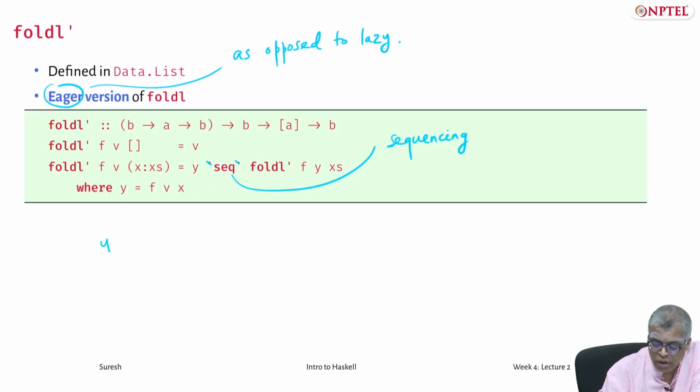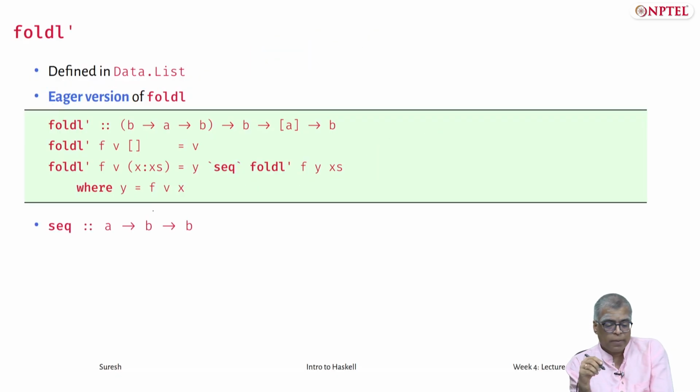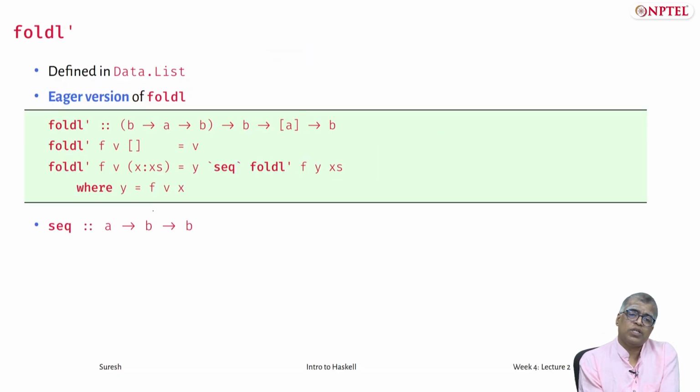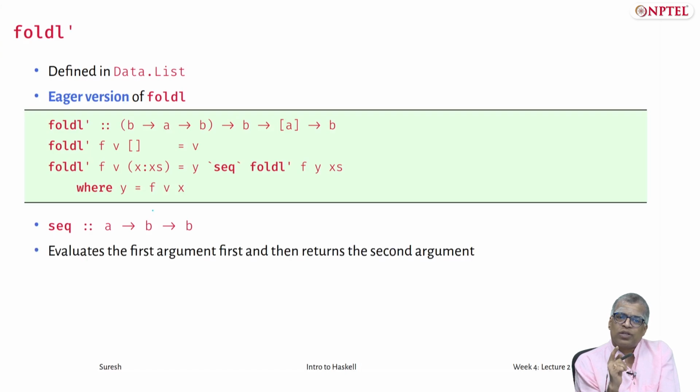So let's look at sequencing. seq is of type a -> b -> b. So it takes two arguments. The final value it returns is the second argument, but both arguments could be expressions. It evaluates the first argument first and then it evaluates the second argument. In case the second argument is an expression that uses the first argument, then it uses the simplified value.